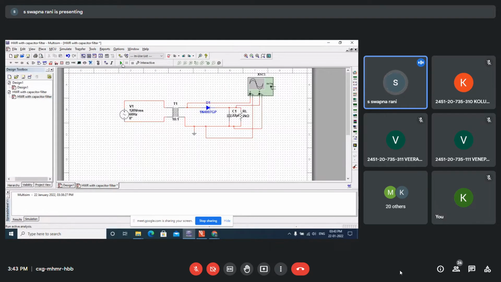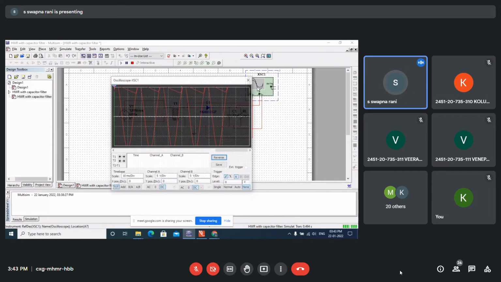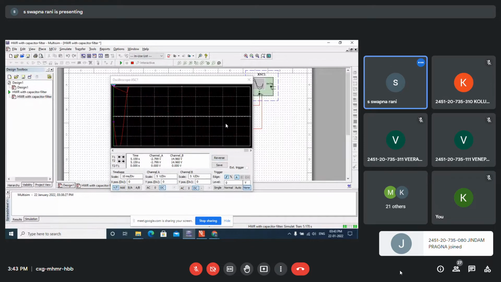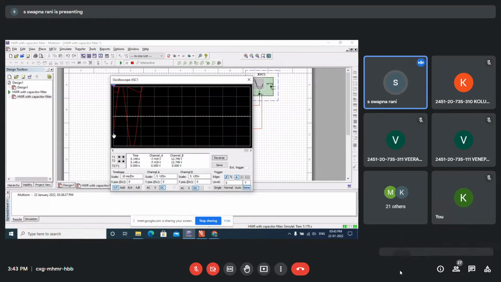Now we will run the circuit. Double click on CRO. The double click on CRO you will get the waveform. So just pressing pause, and after pause if you press this slide, then you can see the number of cycles for the input and output waveform.